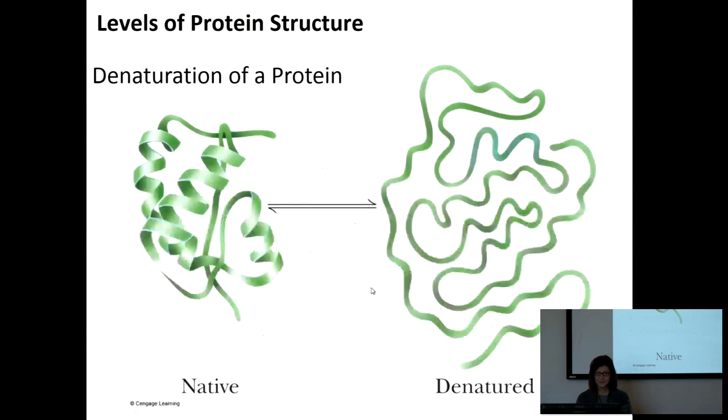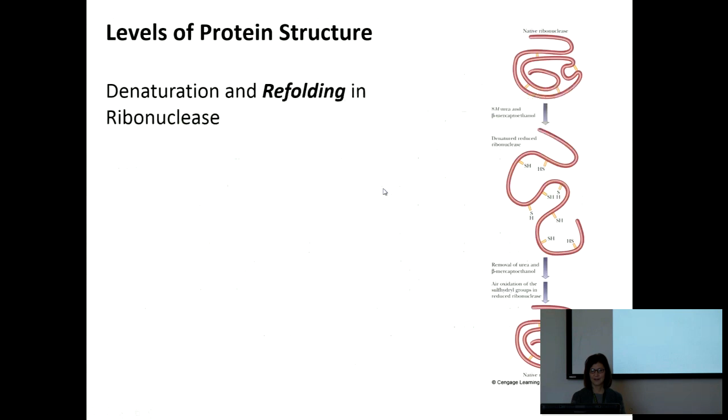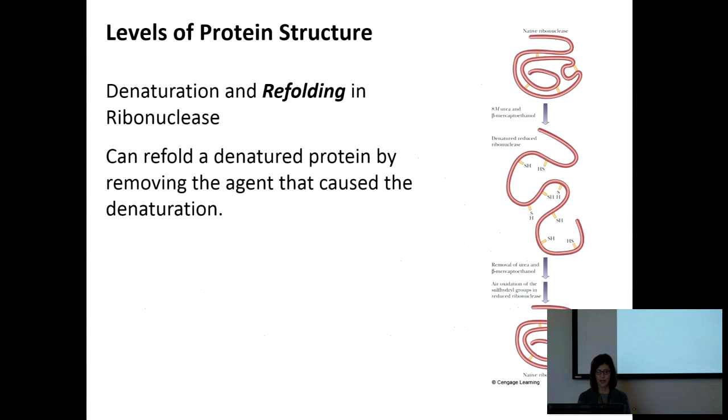Yeah, okay. So this is a nice little picture of what's happening. Here's our active, correctly folded native protein, and here's our denatured protein. But look, there's a double arrow. What does that mean? You can go back. We can refold if you're nice. There's some points where there's no going back, but you can refold it.